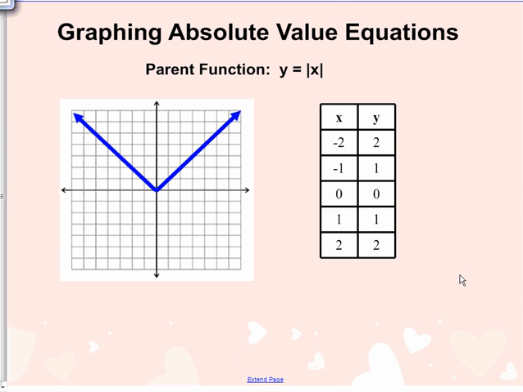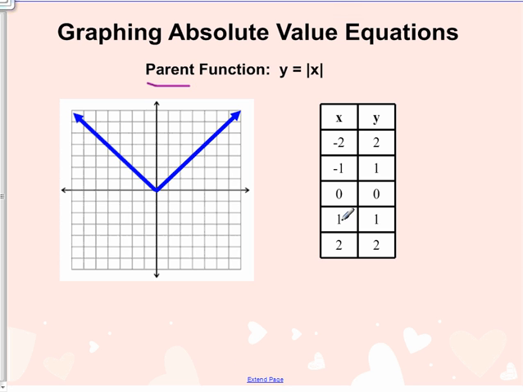All right, today what we're going to be talking about is graphing absolute value equations. Last chapter we talked about what an absolute value equation looks like, and if you recall, it looks like a V all the time.